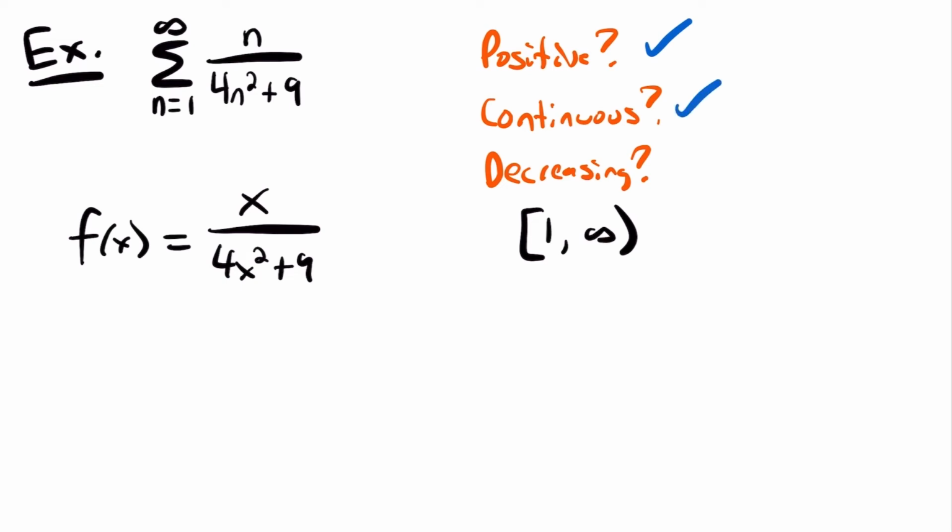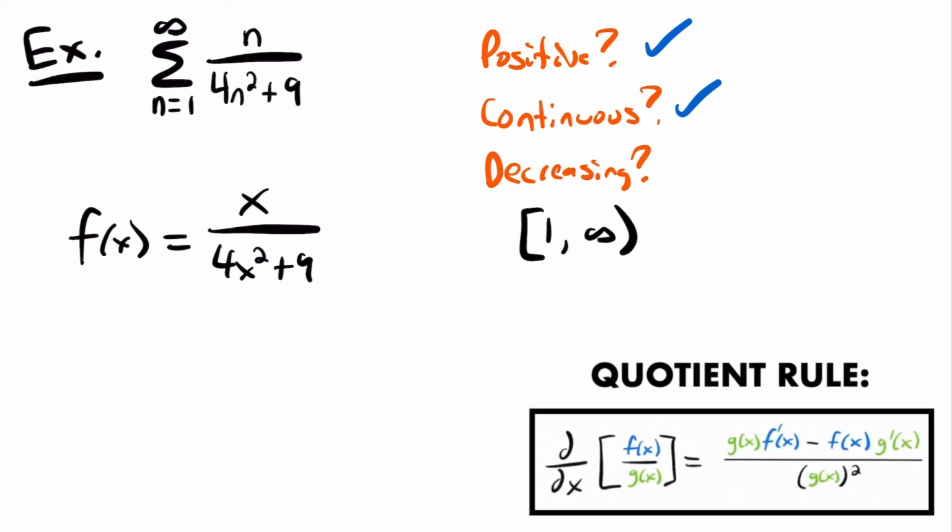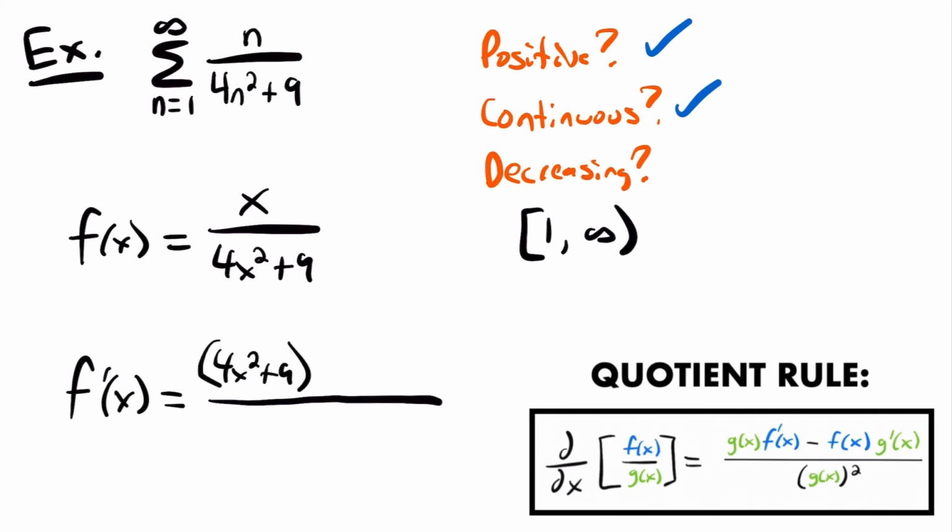And now finally, we want to determine if our function is decreasing on this interval. What we can do is look at the first derivative of our function. Now in this case, it looks like we will need to use the quotient rule, or at least that's what I'm going to use. If you don't quite remember the quotient rule, I'll have it up here on the screen for you to reference. But if we go through that, f prime of x will be equal to the following rational expression. We'll have the denominator 4x squared plus 9 times the derivative of the numerator.